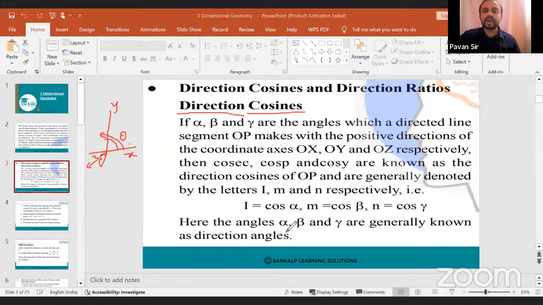Here the angles are alpha, beta, gamma, the three different angles. Why are we not mentioning the general angle theta? Because these are directional angles with respect to OX, OY, OZ, so these are considered as alpha, beta and gamma. Next one.